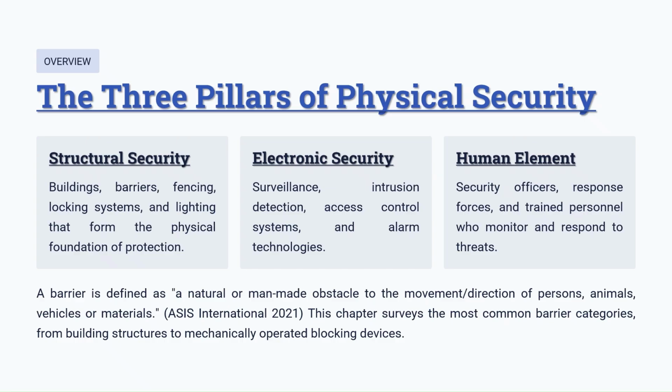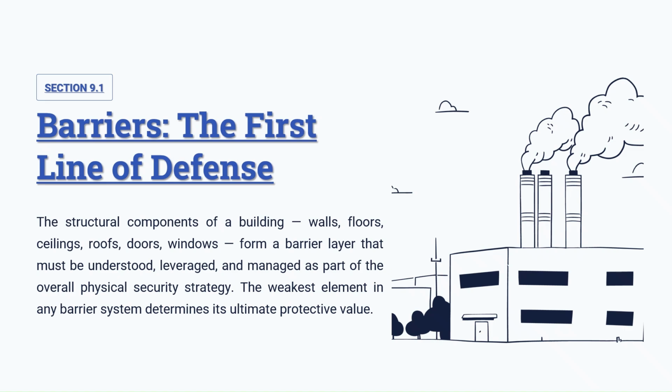A barrier, whether natural or man-made, is essentially designed to control movement and restrict access. And that is where security truly begins. Barriers are the first line of defense in any security system. These include walls, floors, ceilings, roofs, doors, and windows, the core structural elements of any building. Their purpose is simple yet powerful: to delay, deter, and define access. A strong barrier does not necessarily stop an attacker permanently, but it buys time, and in security, time is everything. Understanding how these elements function and how they can be strengthened is essential for designing an effective physical security strategy.